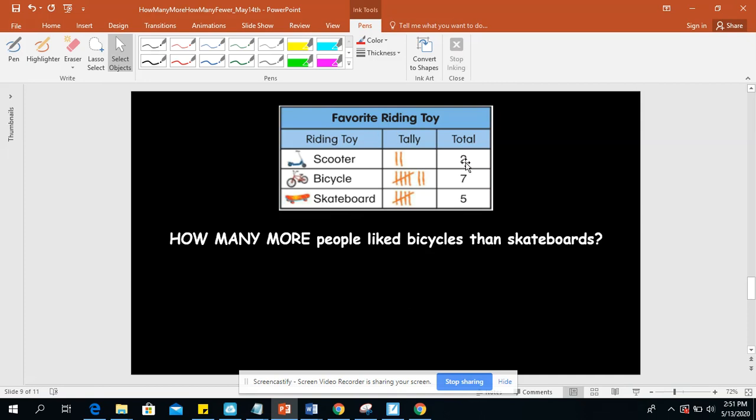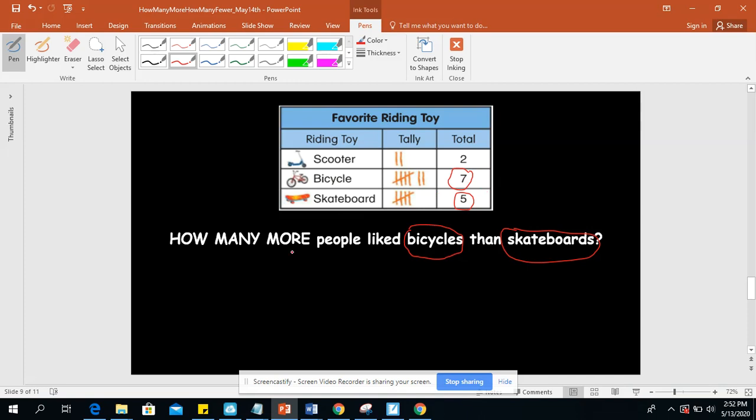Here's our tally chart, which we looked at yesterday. The question says, how many more people liked bicycles than skateboards? So we're comparing the number of people who like bicycles to the number of people who like skateboards. Well, let's look at the tally chart. We know 7 people like bicycles and 5 people liked skateboards. We know more people chose bicycles, but how many more?